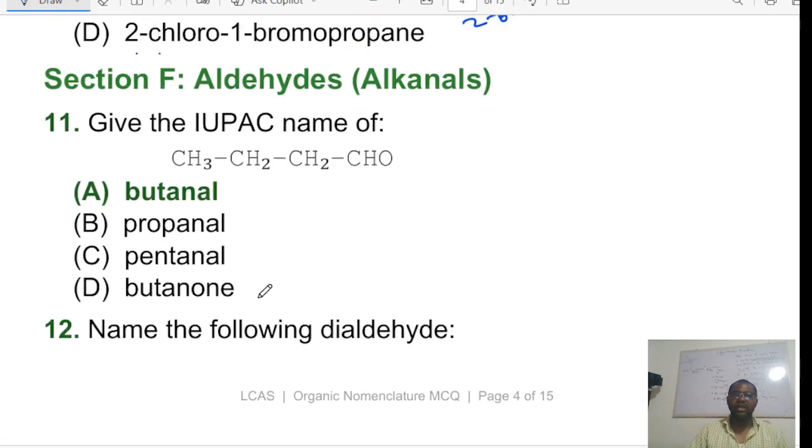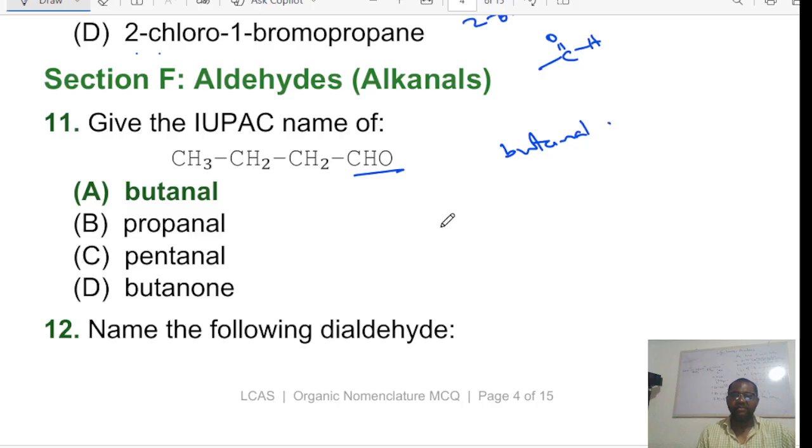Now the next one has to do with the naming of alkanals. The way you know an alkanal is that it always ends with CHO. That's how you name the alkanal, and you can write the structure like this. This CHO, this is how the structure is. The numbering of alkanals starts from that CHO. So 1, 2, 3, 4. This is called butanal.